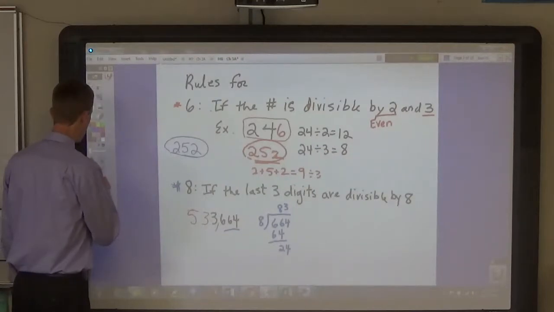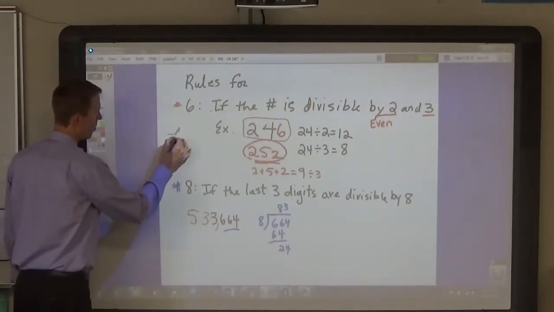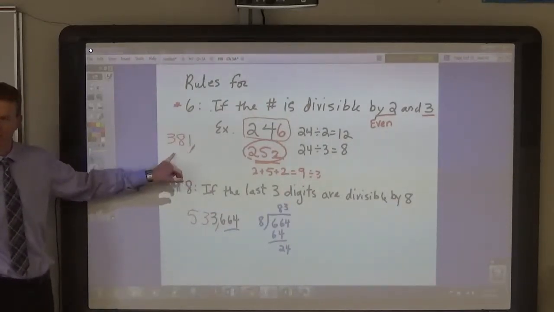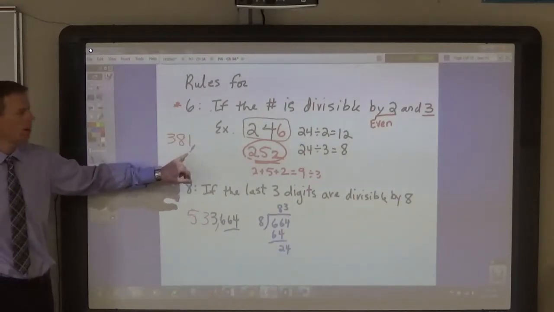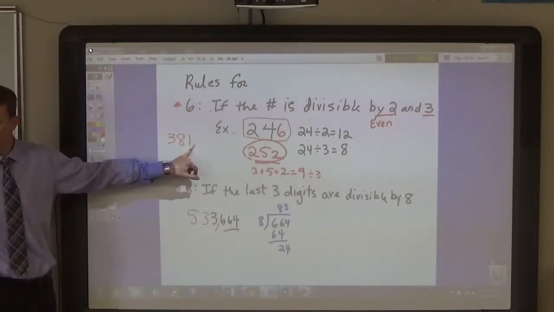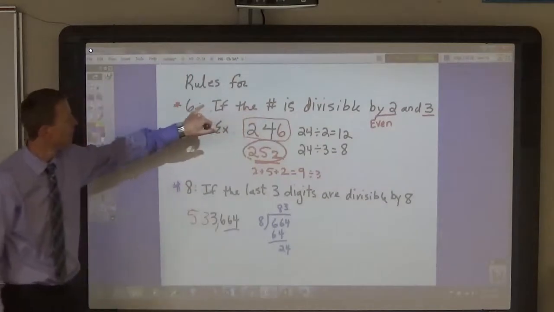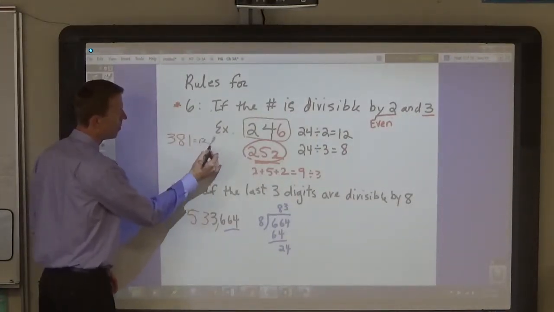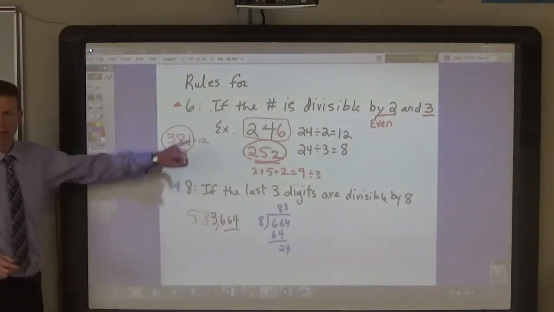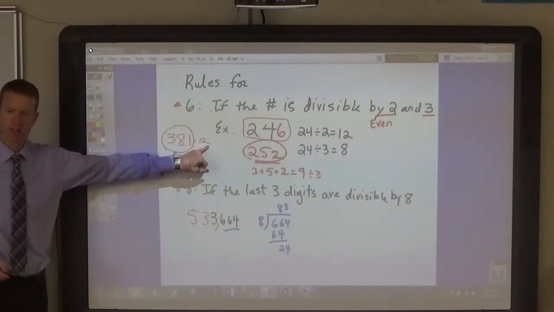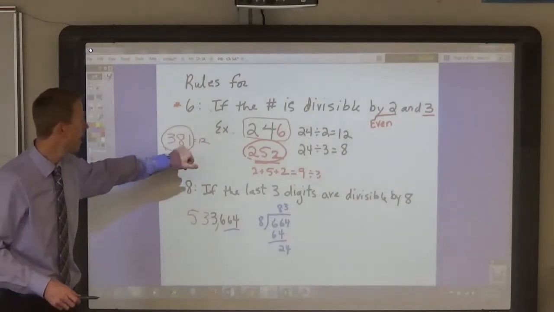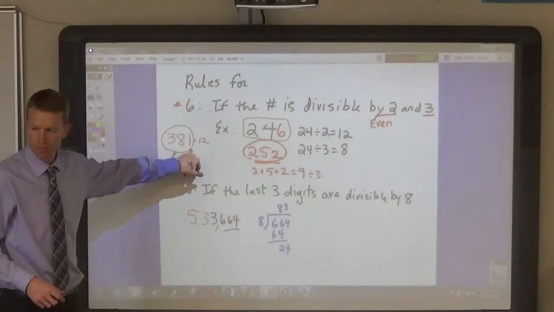How about an example like this? 381. Is that divisible by 6? Well, it ends in a 1. It's not even, is it? So it's not divisible by 2. Therefore, it cannot be divisible by 6. Because in order for it to be divisible by 6, it has to be even. And the sum of the digits, 3 plus 8 is 11, plus 1 is 12. So this number is divisible by what? Since the sum of the digits is 12, the number is divisible by 3. Because 12 is divisible by 3, but it's not even, so it's not divisible by 6. Okay?